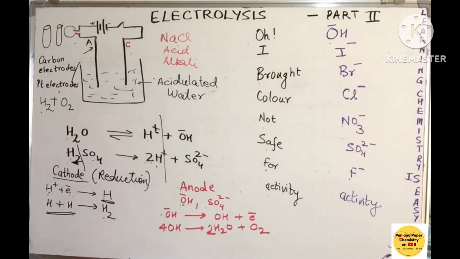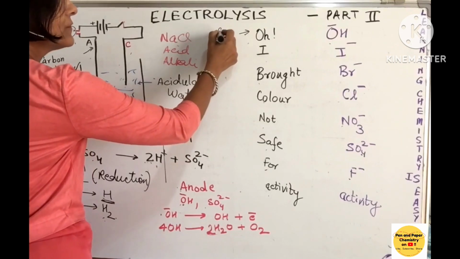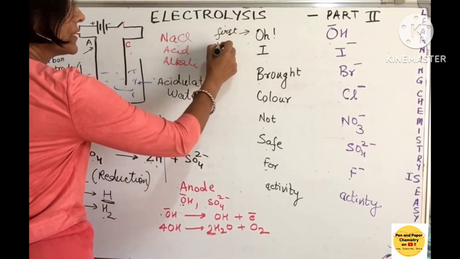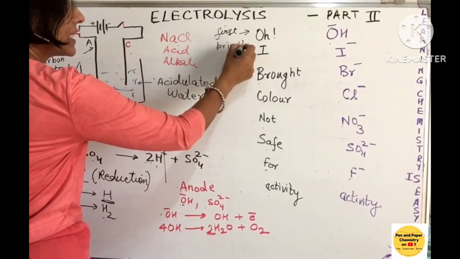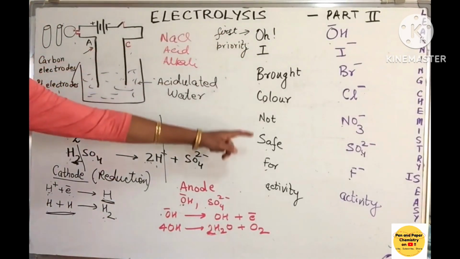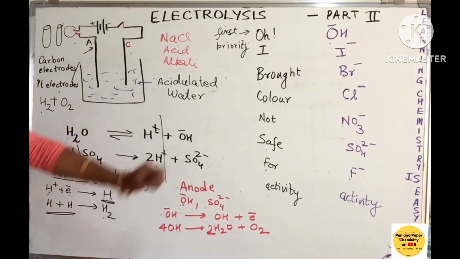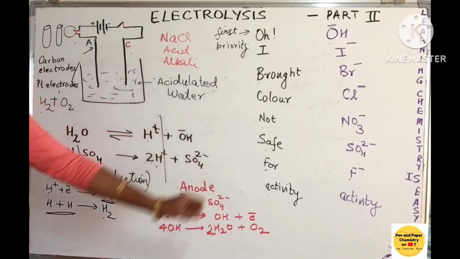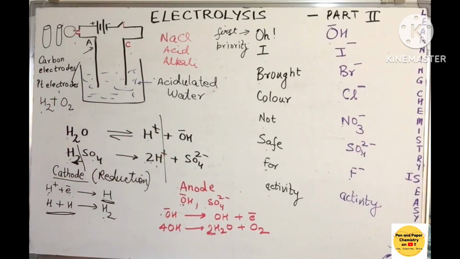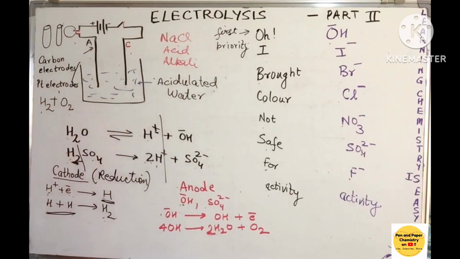So what happens here is this is at the top. This gets the first priority whenever discharge has to happen, right? And then the activity decreases. What do we mean by decreases? It means as you go down, the ions will have more tendency to stay as such rather than get discharged, right? This is what we mean by the activity series.